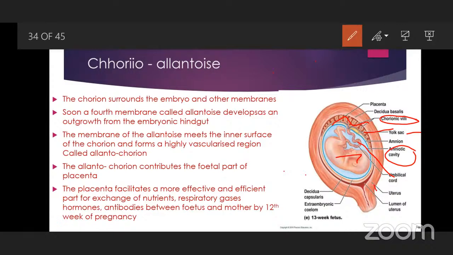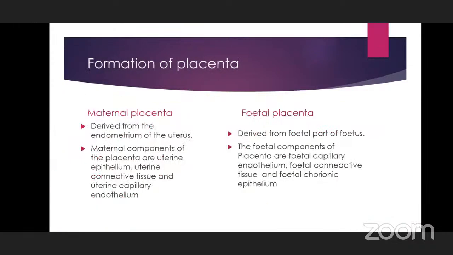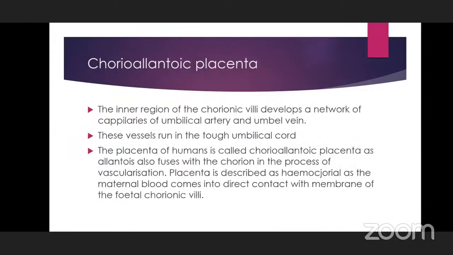So these are the extra embryonic coelom. These are the embryonic coelom, which is present outside or in between the extra embryonic layers. Now the next thing is placenta. So placenta is a tissue which is formed.